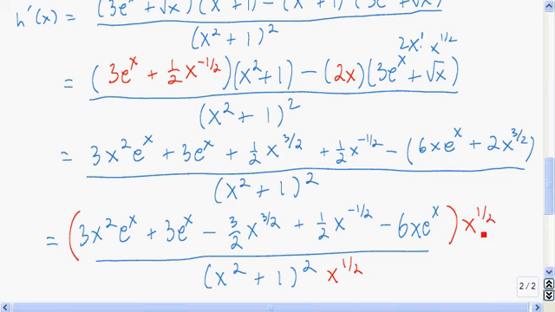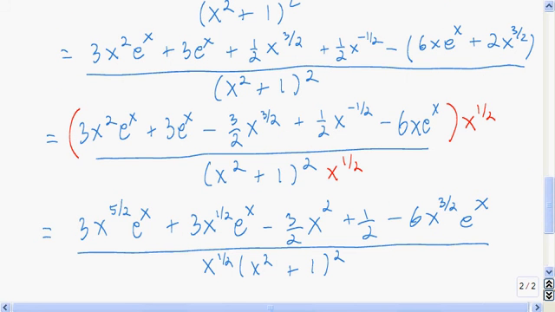The reason I chose x to the 1/2 is that when I multiply this x to the negative 1/2 times x to the 1/2, those two are going to cancel out. So basically, to get rid of a negative exponent, you're going to multiply the top and the bottom by x raised to the positive of that.